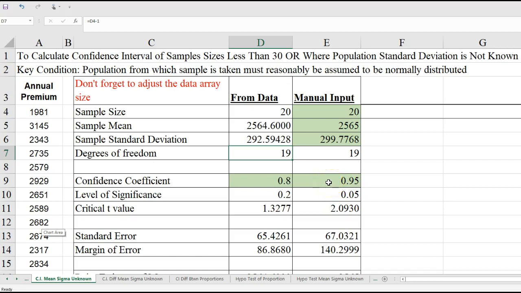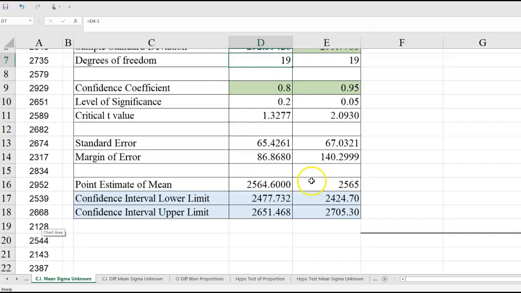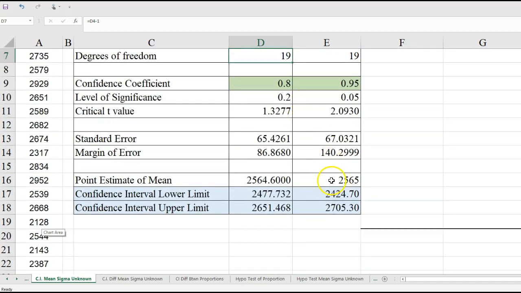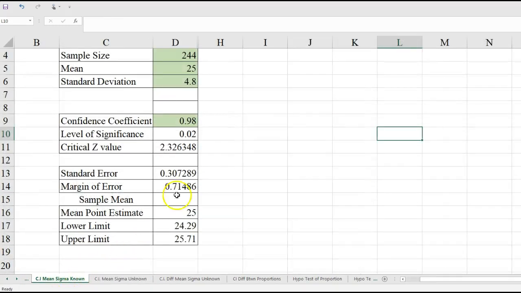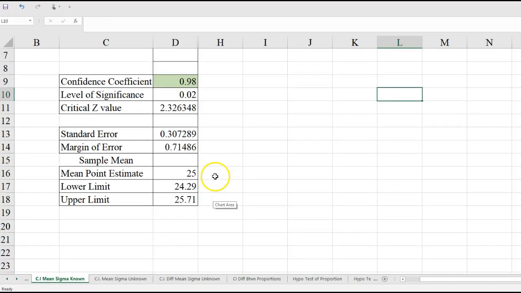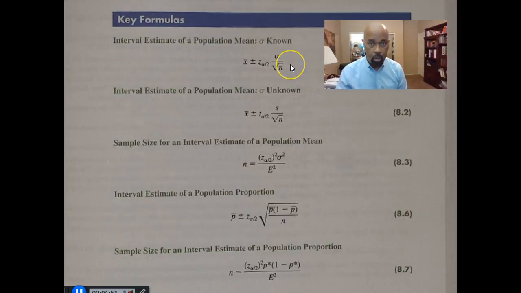You type in the confidence coefficient. The other values are calculated along with the lower limit and the upper limit of the confidence interval. And you see here, it looks up the critical t-value, confidence interval of the mean where sigma is known. Similar layout, but the critical value is the critical z-value. Equations.